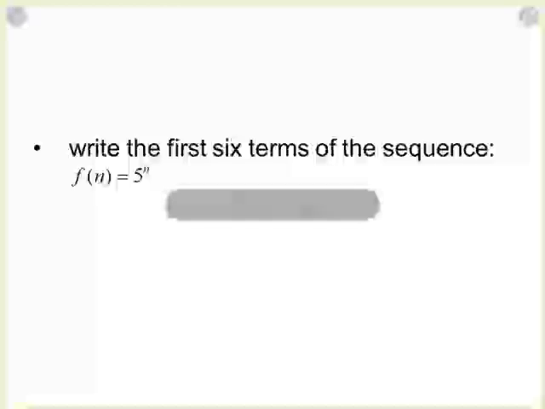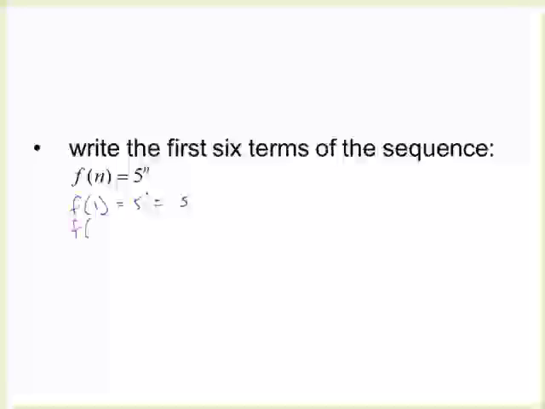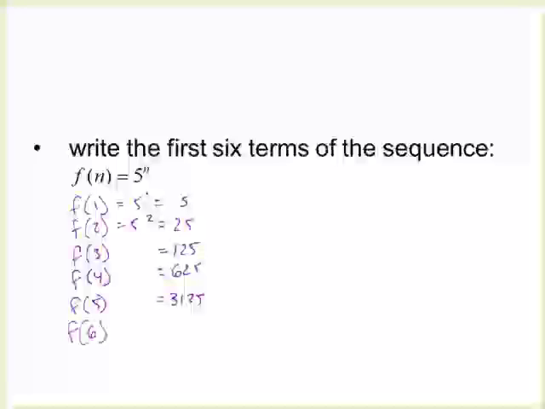For the next one, 5 to the first is 5. Getting ahead of myself. 5 squared is 25. Plugging in 3 would give 125. Plugging in 4 would give 625. Plugging in 5 would give 3125. And plugging in 6 would give 15625.